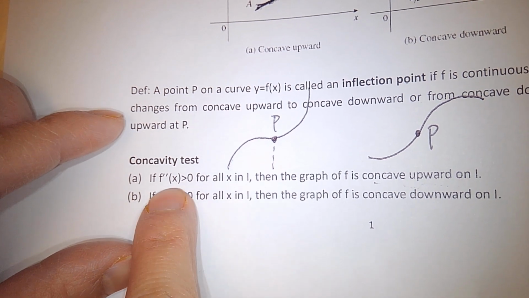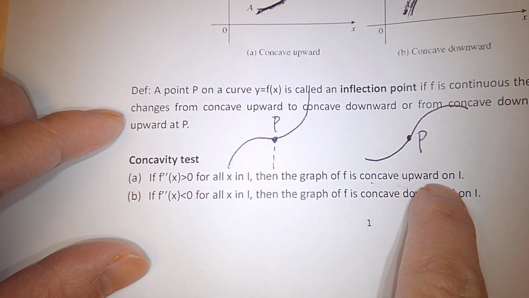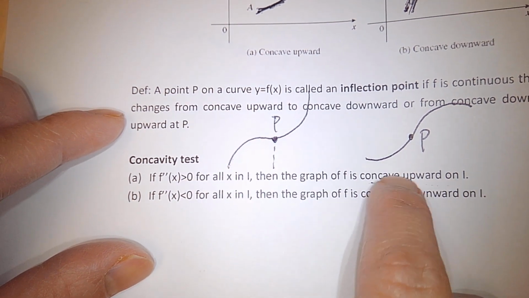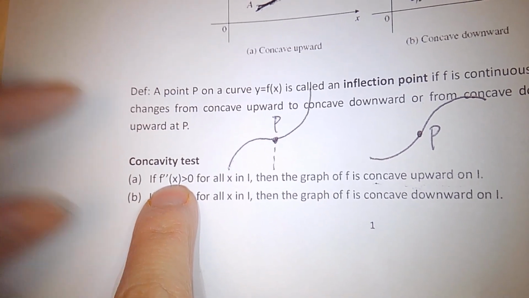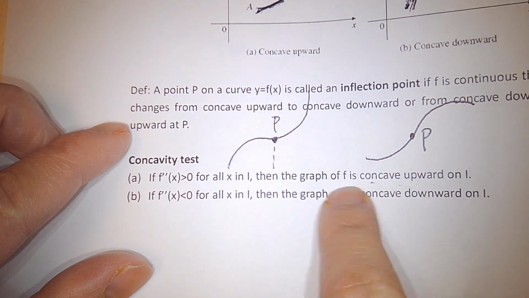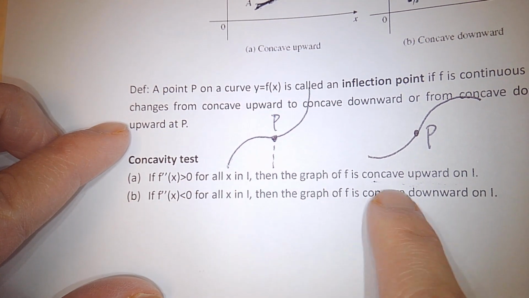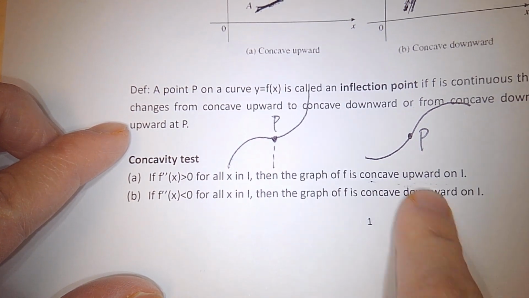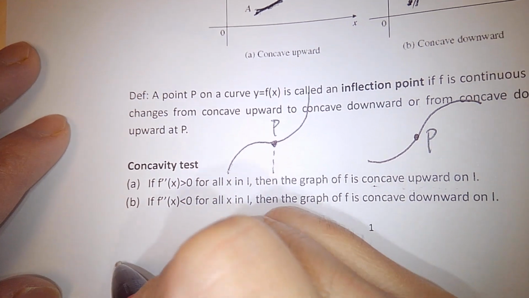Very good. The first one: if the second order derivative is positive, then we have concave upward. Later, your mind has to remind you that a positive second order derivative is equivalent to a concave upward graph. A second order derivative less than 0 is equivalent to a concave downward graph. You may ask why. I'm going to show you.